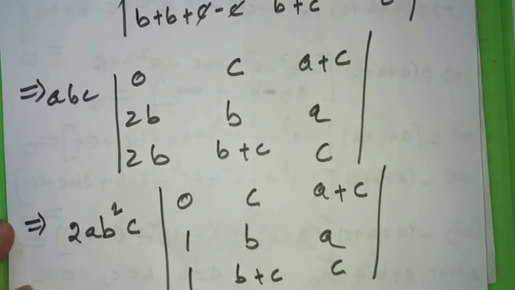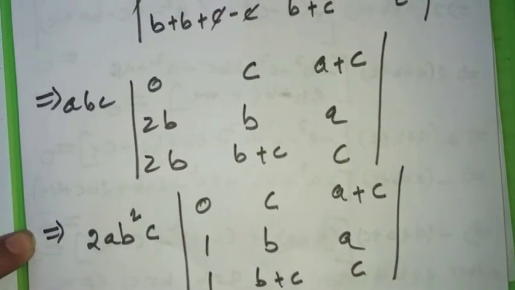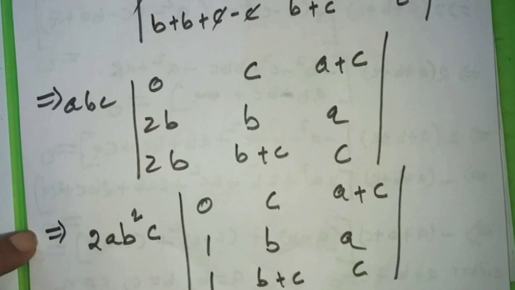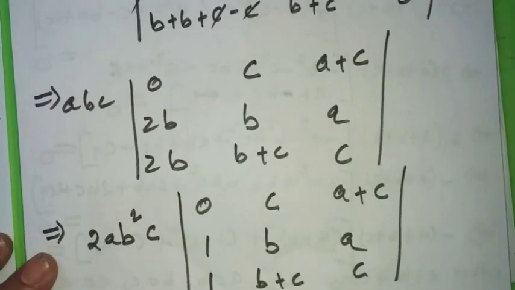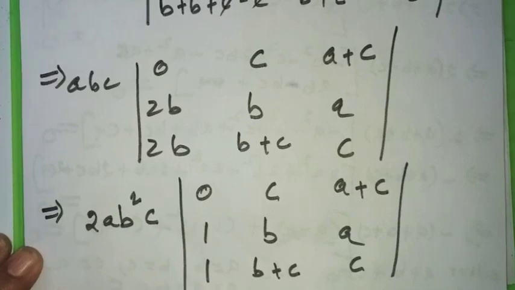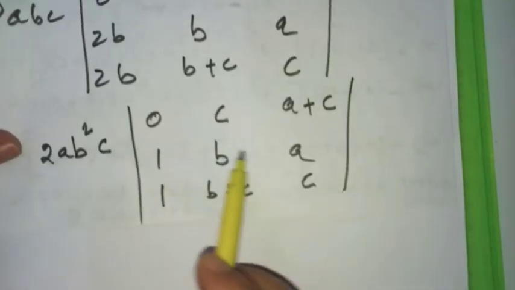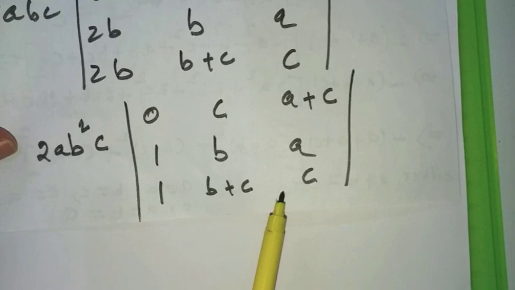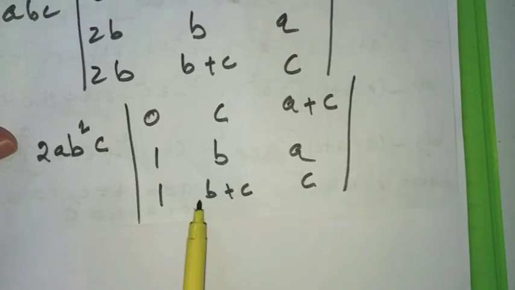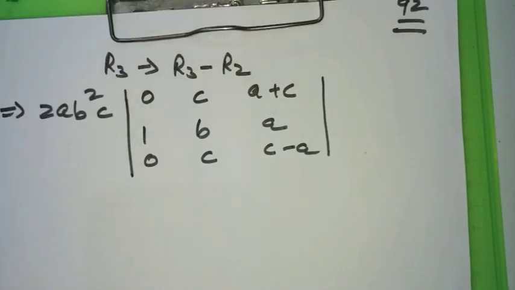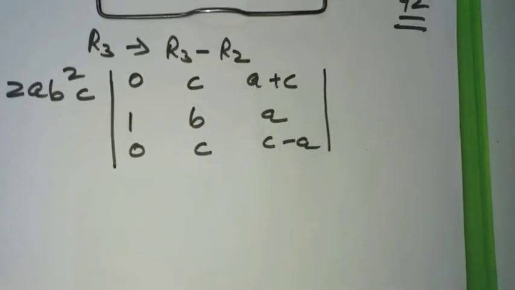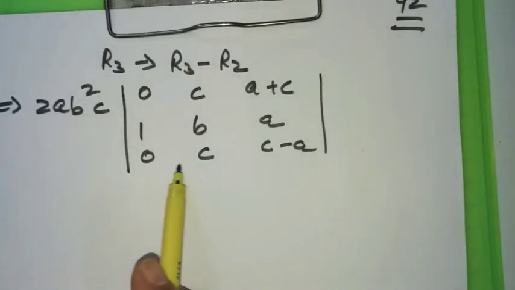Now I will do some operation. What operation should I do here now? I can subtract from R3 R2. So the next operation I will be doing is R3 minus R2. So on this determinant I am applying the operation that R3 goes to R3 minus R2. So this becomes, from row 3 I am subtracting row 2, so this becomes this.